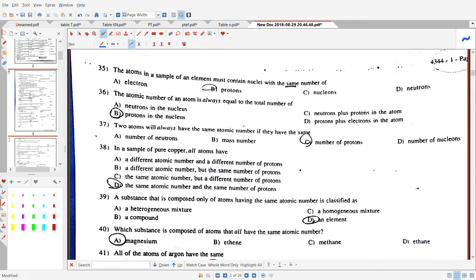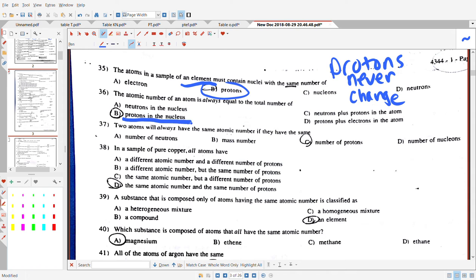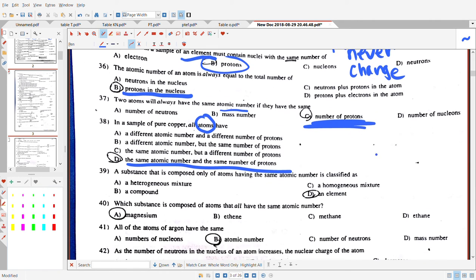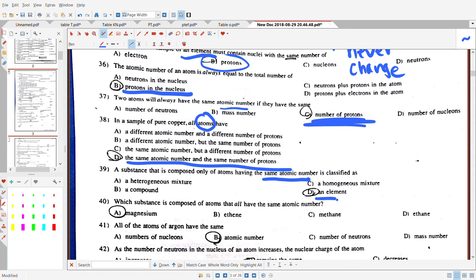Next set of questions. Atoms in a sample of an element must contain nuclei with the same number of protons, and we know that if you're an atom, the protons never change. It identifies the element. What's the atomic number always equal to? Protons. That definition you have to know. Two atoms will always have the same atomic number if they have the same number of protons, because protons means atomic number. If you have the same atomic number, it's the same element.